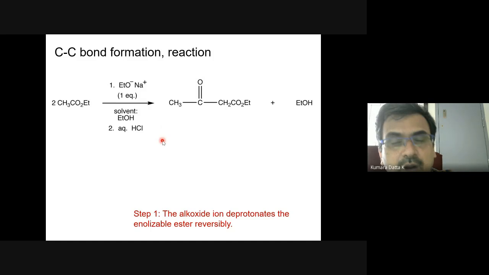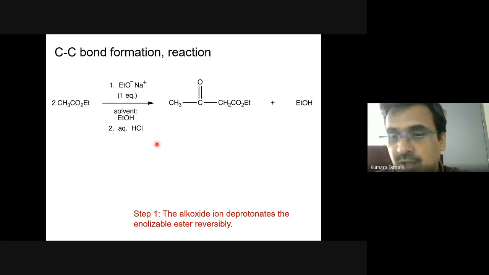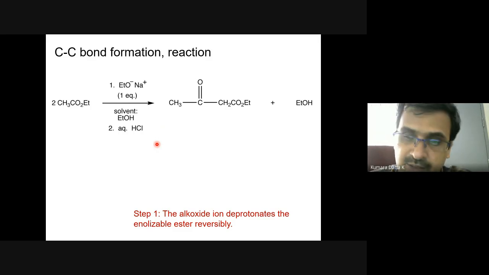Let us see how this happens, how the CC bond takes place. Again, this part you don't have for syllabus, but you should understand this. Only if you understand this, you will understand Dieckmann condensation.